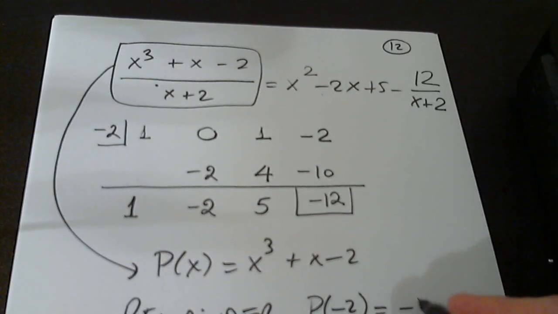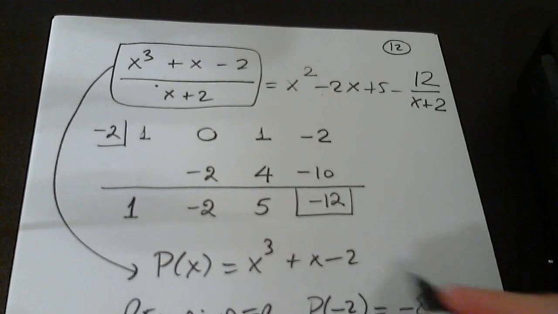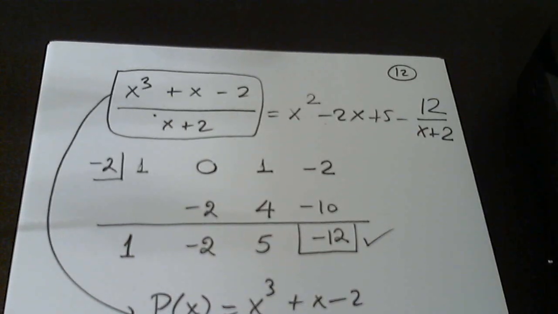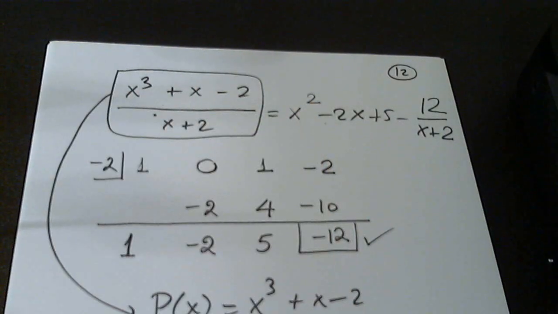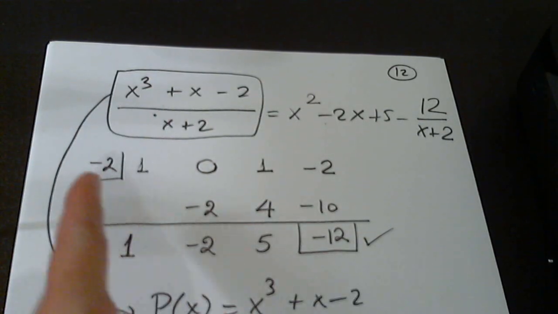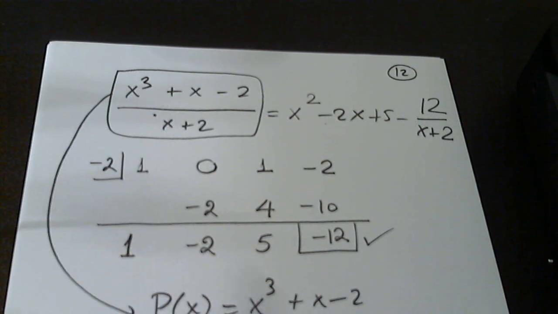Negative 2 to the third is negative 8. Negative 8 minus 2 minus 2 is indeed negative 12. So I use the remainder theorem that states the remainder of this division is the polynomial from the numerator evaluated at negative 2. And it is.